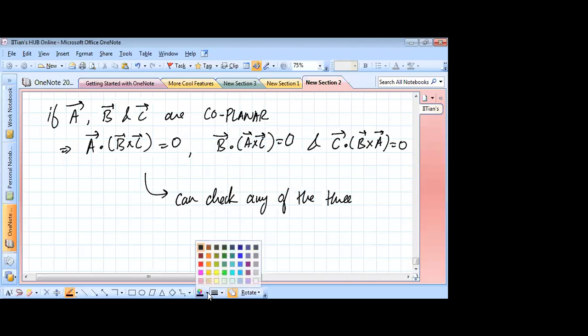Because actually the moment this first condition happens, it actually implies the second condition. So rather than write a comma, this will imply this, and this will imply this. So this is how we will solve this question.